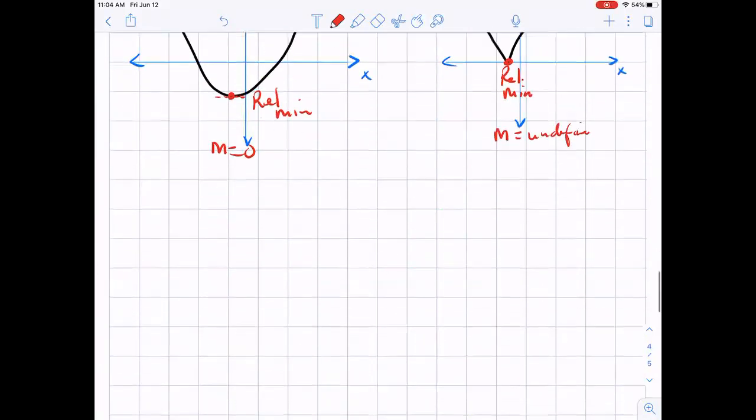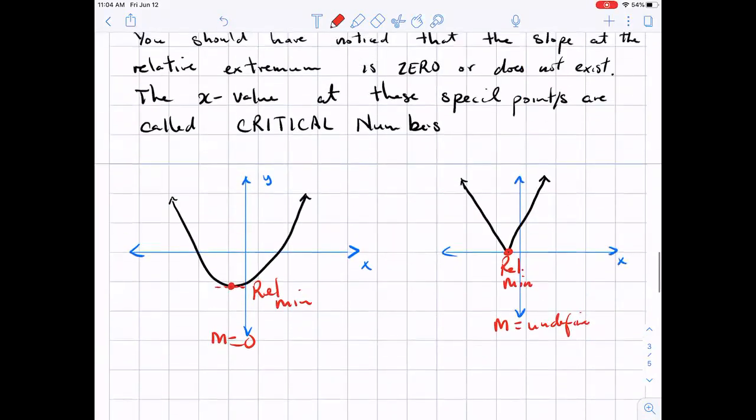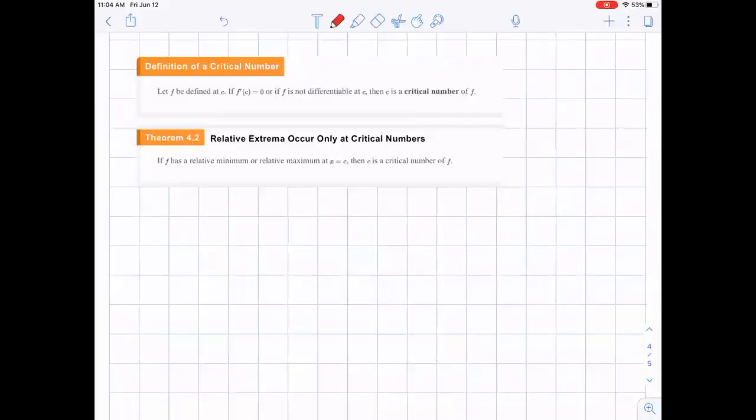So that brings us to the definition of what we call the critical number. The definition tells us: let f be defined at c. We take the first derivative and set it equal to 0. I'm going to list the steps in finding the critical number. There are usually 4 steps. If f prime of c is equal to 0, or if f is not differentiable at c, then c is a critical number.